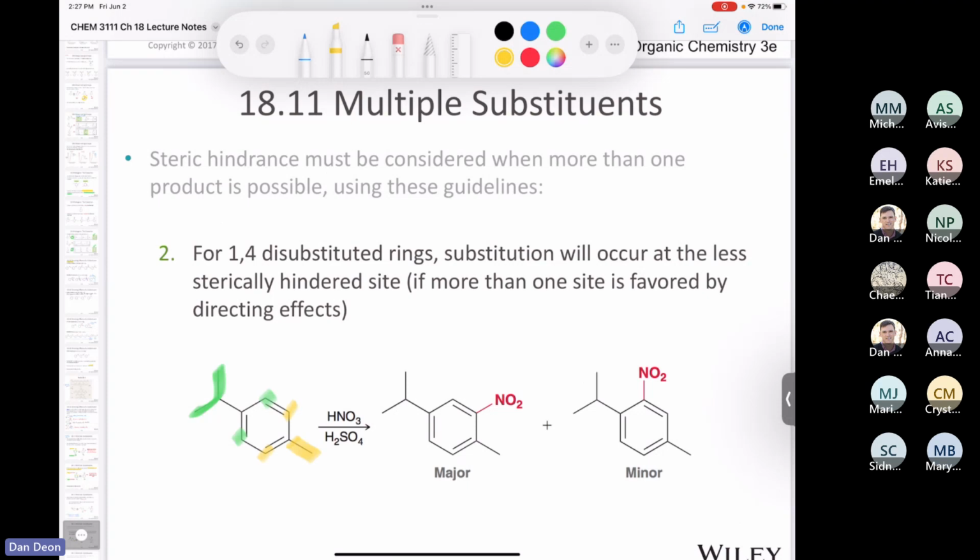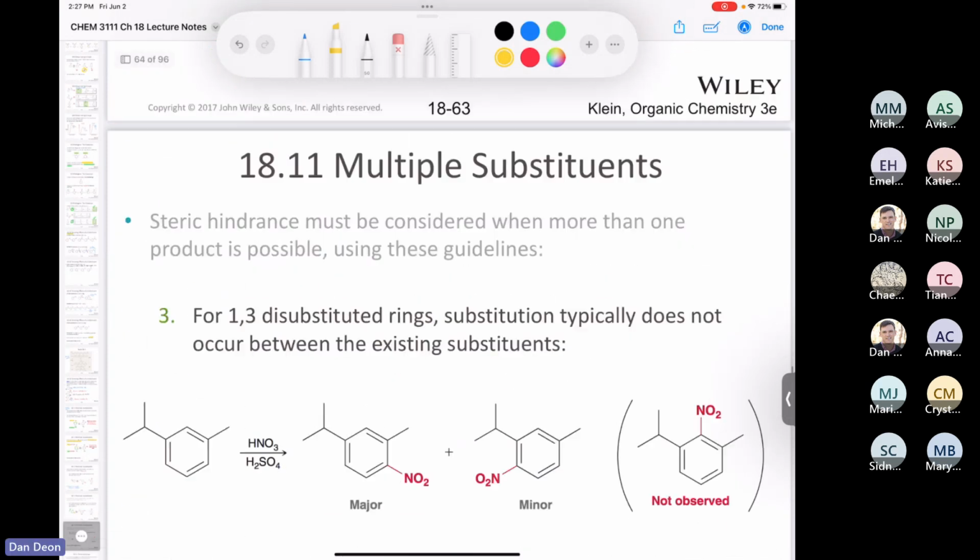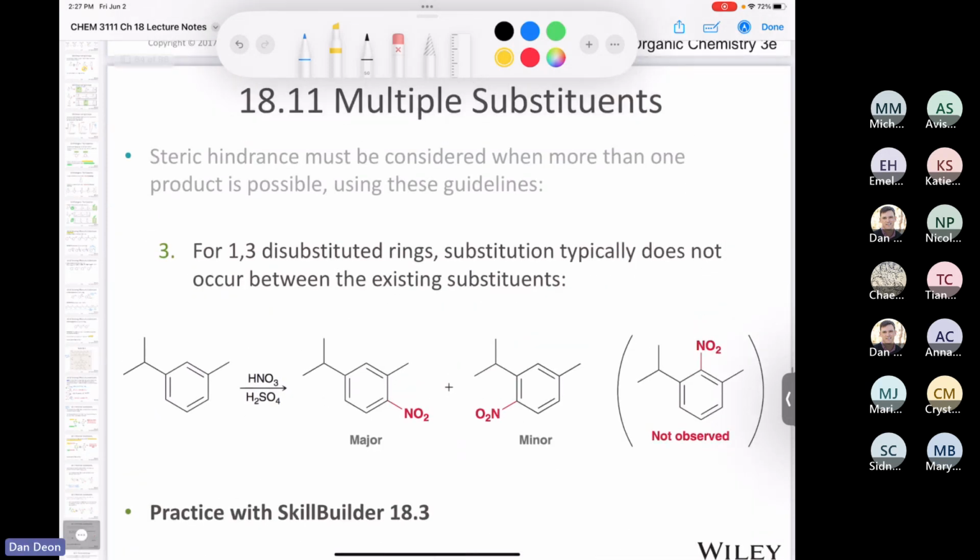Both para positions are blocked. Well, since the positions in green are more sterically hindered, it's going to go to the position in yellow, and that's where we're going to get our major product. So that's another one. And here's another rule. If you have 1,3 disubstitution, you almost never get anything right in between. Okay, that very, very rarely happens. So then you would do it based off of sterics, all right?